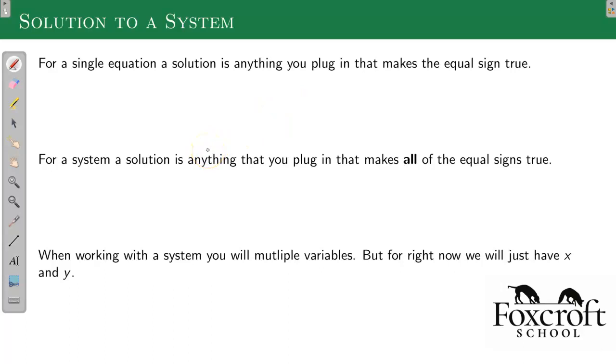When working with a system, we'll have multiple variables. Most of the time we're just going to have an x and a y, but there are situations where you could have 20 different variables in a system. You don't have to worry about that.